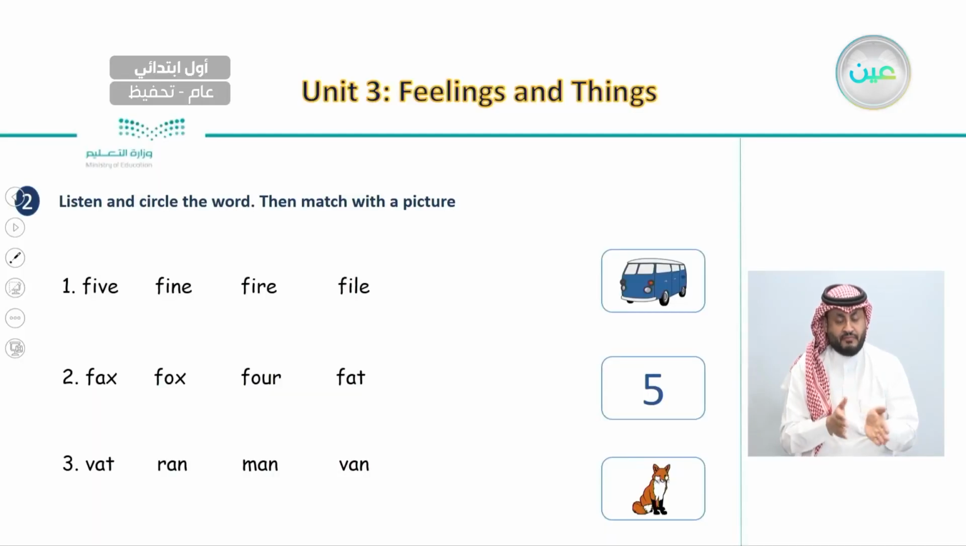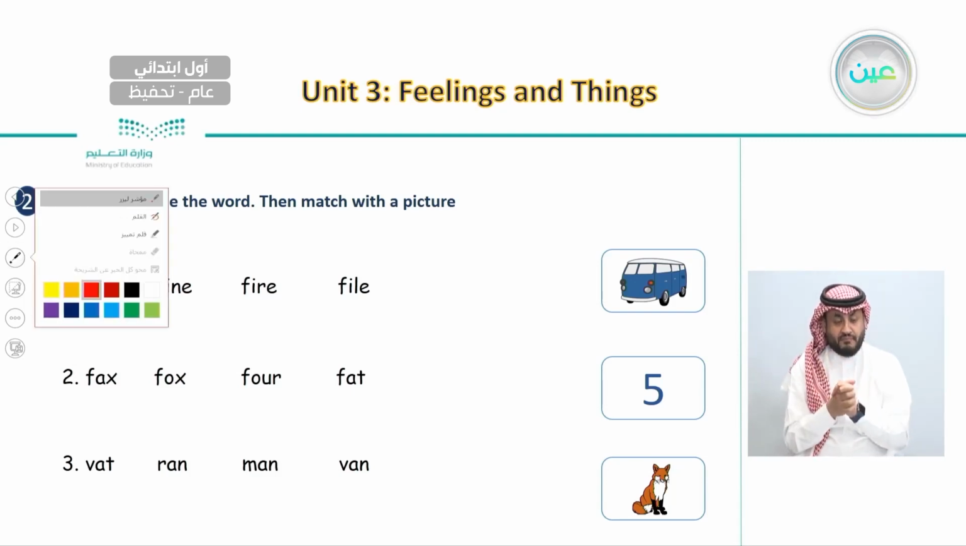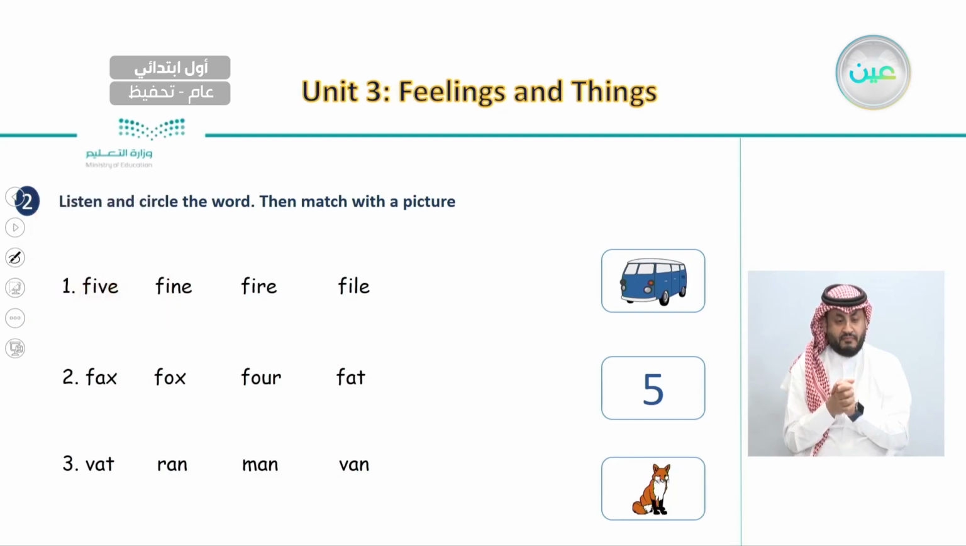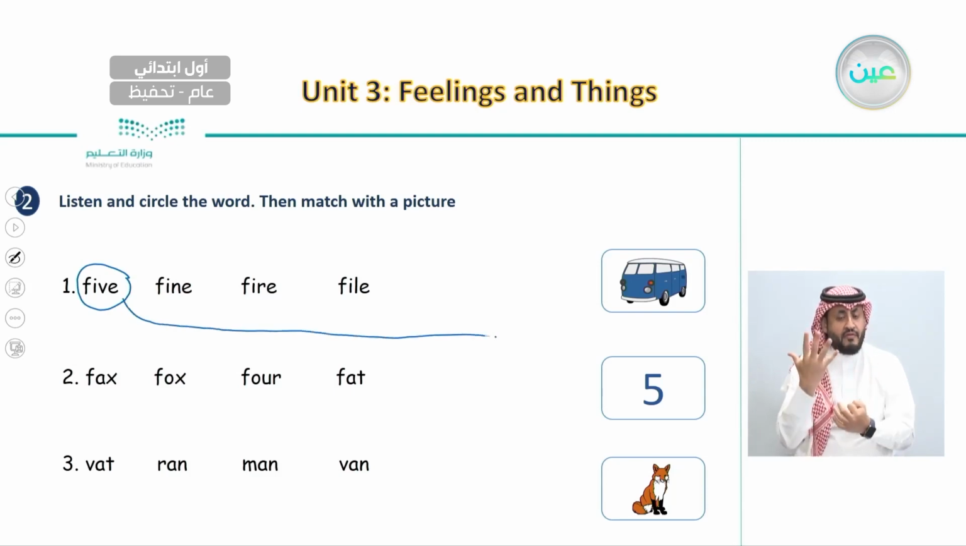Now let's listen to and circle the words. Here we're going to listen to different words, and we're going to circle the right word and match it with the picture. So let's start listening to the first one. The first word is five. So which one of these words is five? It is, of course, the first one. So here we circle the word five and we match it to the picture.